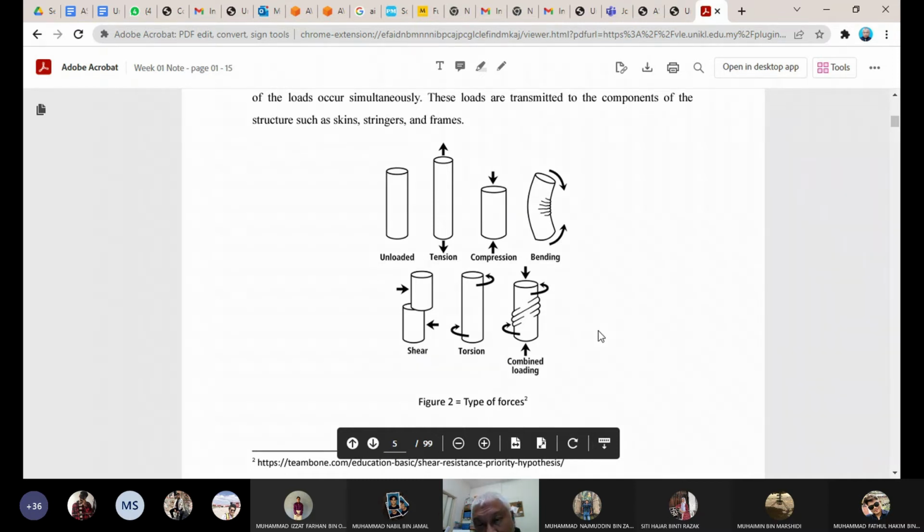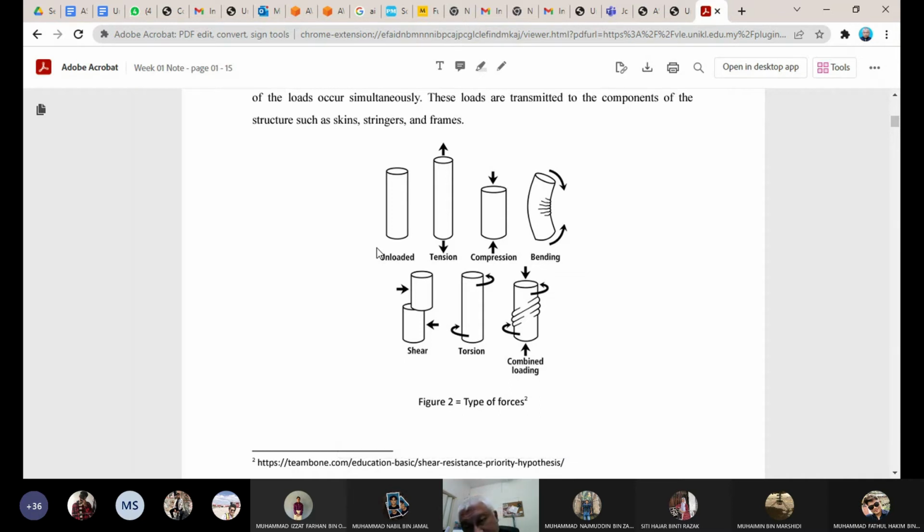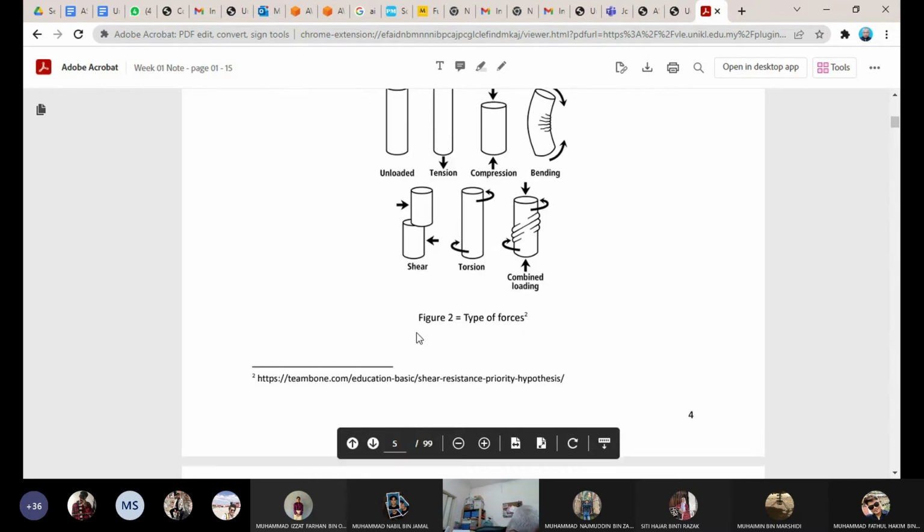Aircraft also experience loading. They also have tension, compression, bending, shear, torsion, and combined loading. We do see that on the aircraft. So that's why we have to care about this load. We have to determine which part of the structure has the load, so we are able to determine the stresses easily. Okay, questions? You have learned this before.